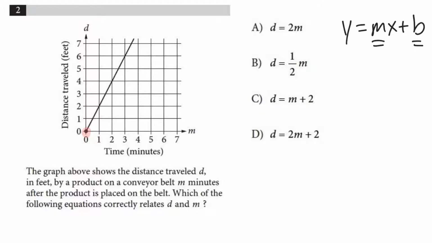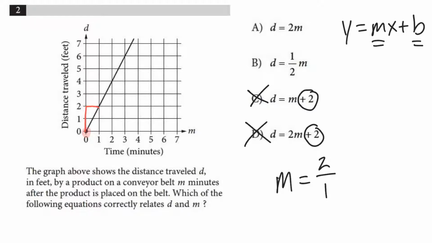Okay, so off the bat we can eliminate C and D because they both have an intercept of 2. And now we just need to figure out the slope to determine if it's A or B. Well, the slope is rise over run, and it appears that the slope for this graph goes up 2 feet every 1 minute. So we would say that the slope is 2, and that would correspond to A for our solution.